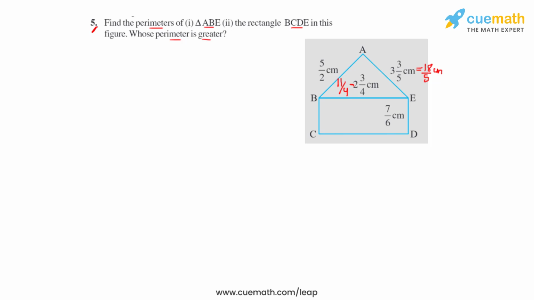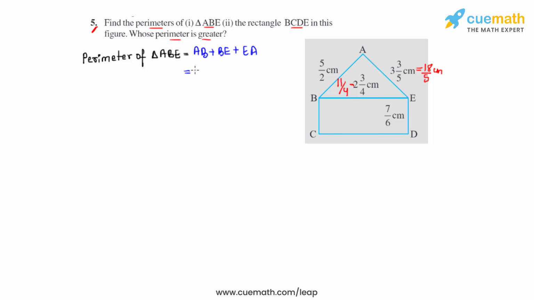Now, what we have to do is to find the perimeter of the triangle ABE first. By perimeter, we mean the sum of the lengths of the sides of a figure which enclose that figure. That is the length of the boundary. For that, we'll write the perimeter of triangle ABE to be equal to the sum of its 3 lengths, that is AB plus BE plus EA, and we'll substitute the values.